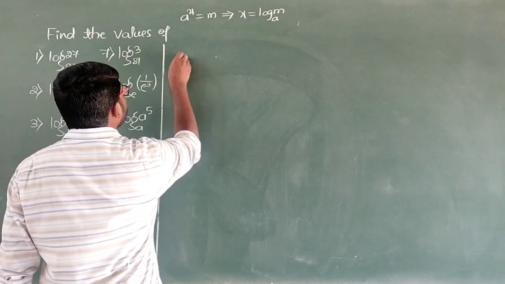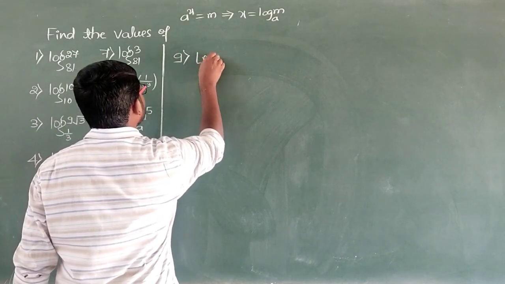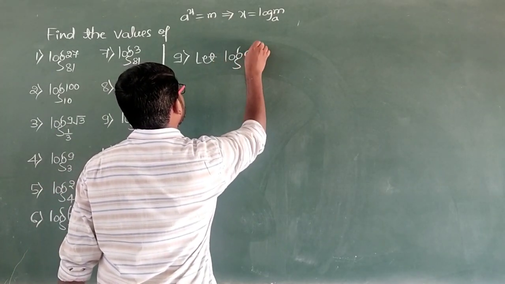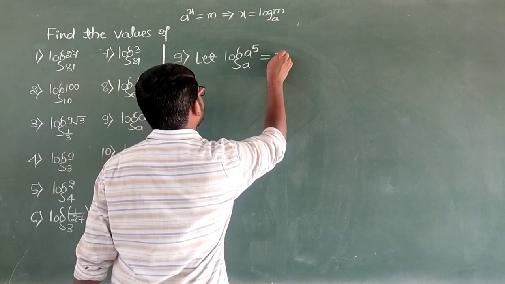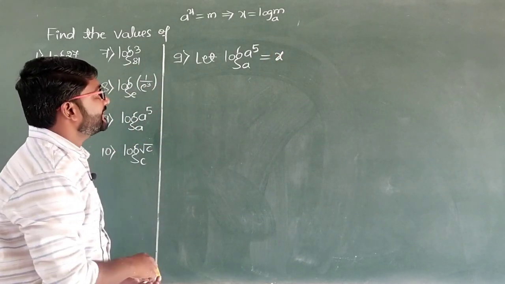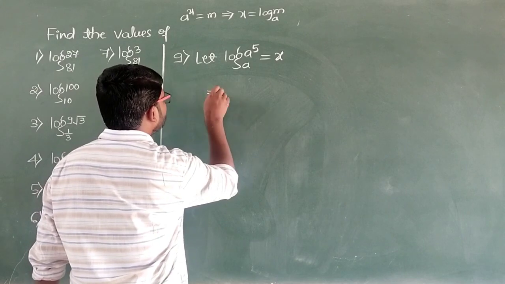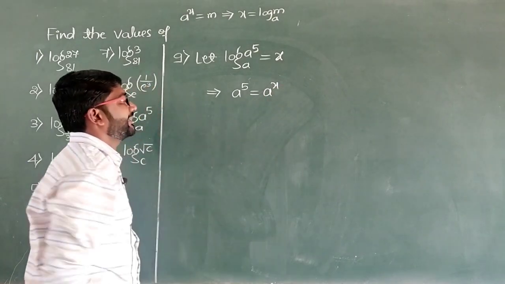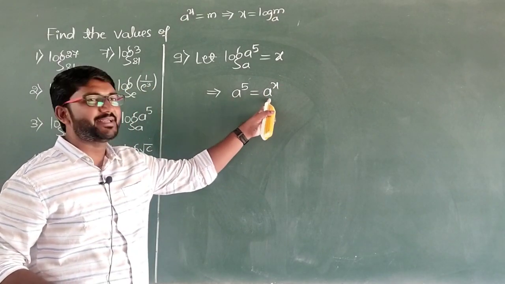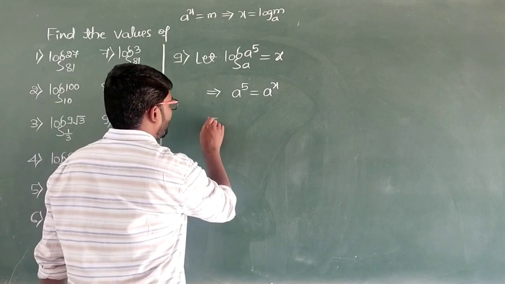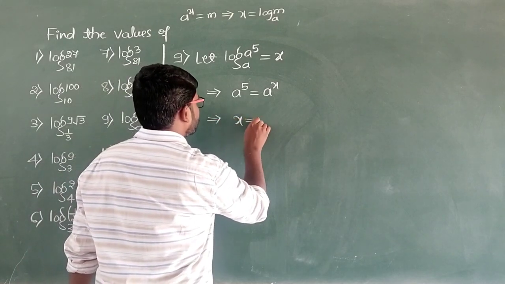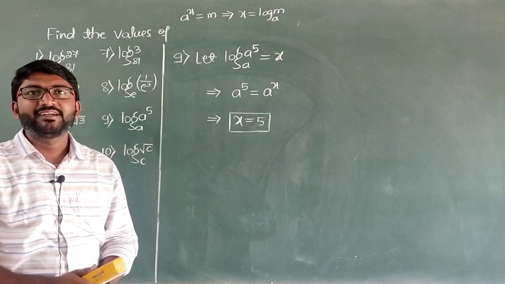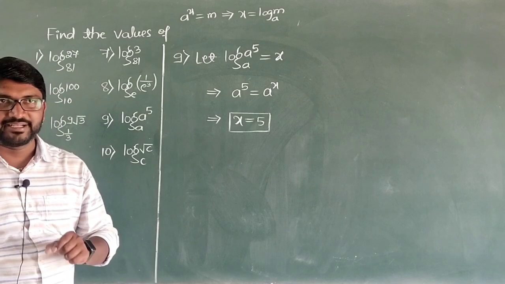Well, so we'll solve question number 9. Log a to the power 5 to the base a, I'll be taking it as x. Then now this becomes a to the power 5 is equals to a to the power x, a raised to x. The bases are same now. The value of x will be 5. So this is the answer for question number 9. And now we have only the last one. It is question number 10.